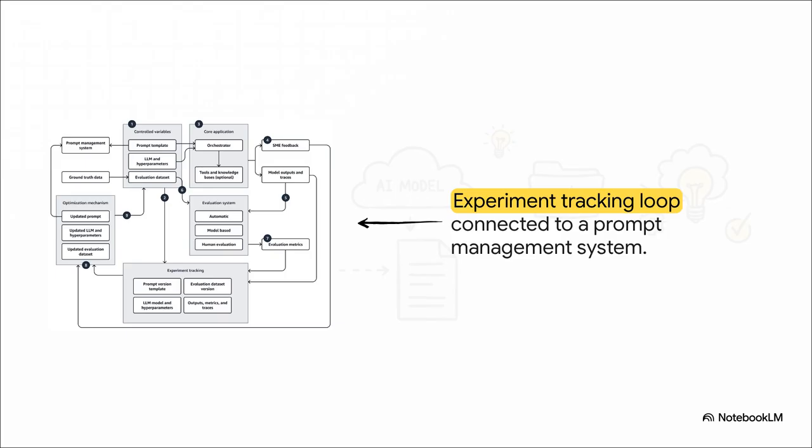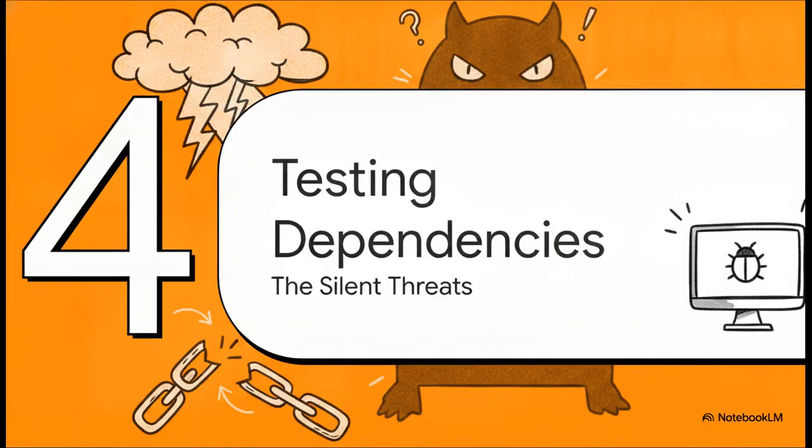Taking a holistic view, your prompt management system feeds precisely defined prompt versions directly into your core application, but it doesn't stop there at all. It's actually a continuous loop feeding right back into your evaluation systems and experiment tracking. Every single run becomes a complete snapshot of the conditions that produced it, giving you total granular observability over your AI's behavior.